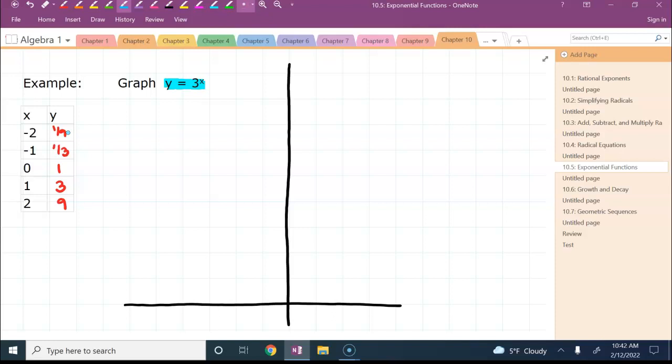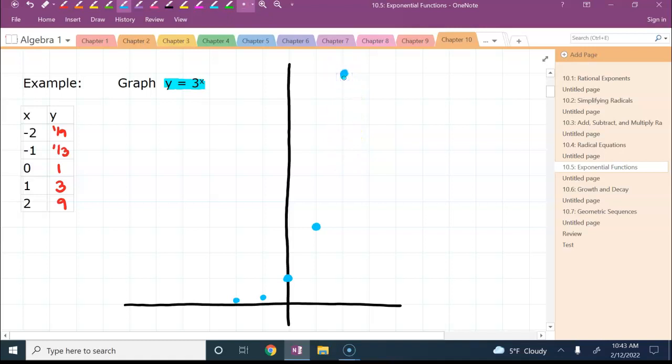They're not going to be on the x-axis because they're slightly above it. And so when we go to graph that -2, you're just going to go barely above the x-axis and draw your first point. Same thing with that -1. You're going to want to estimate where you think that positive 1/3 would be. Now 0 is at 1, 1 is at 3, and 2 is at 9.